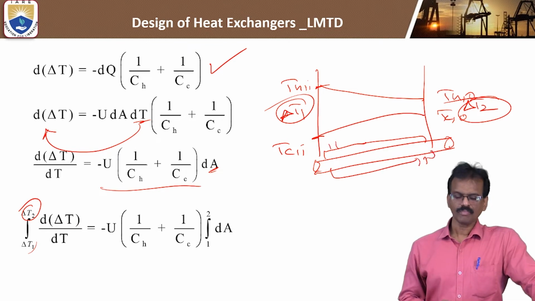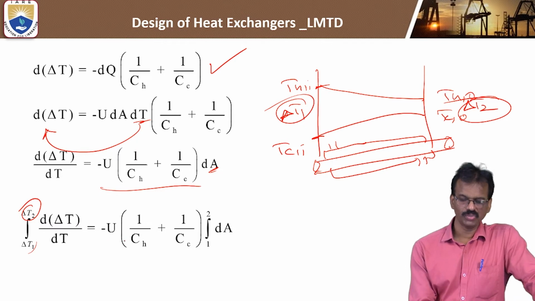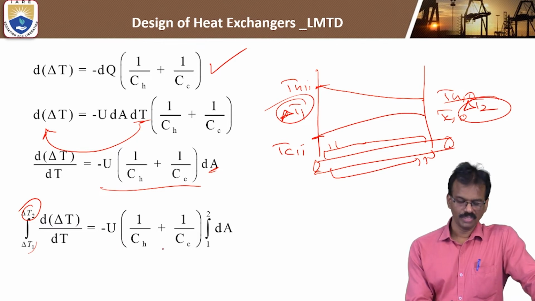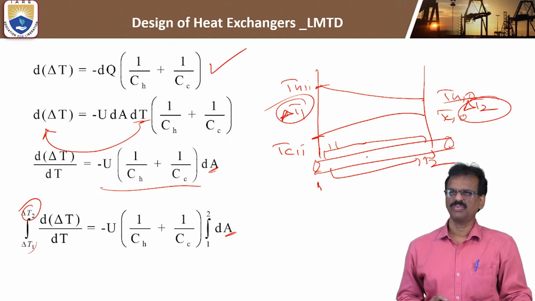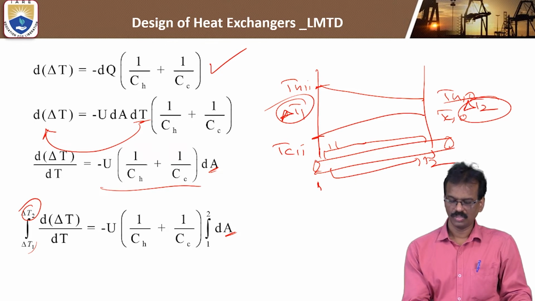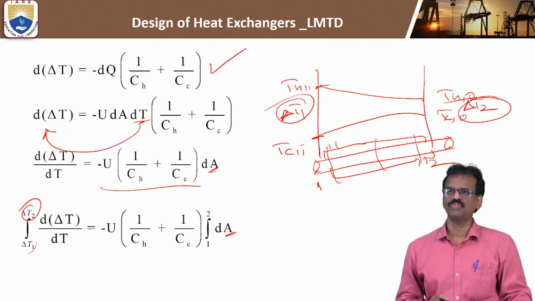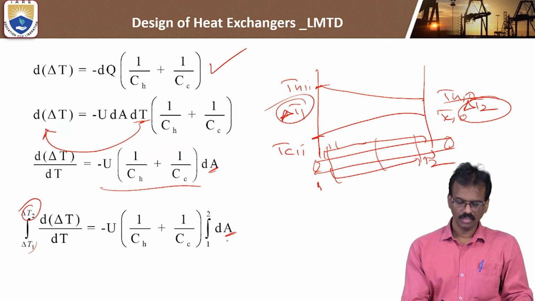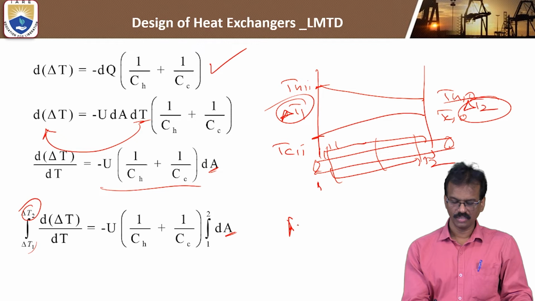Okay. So similarly, minus U into 1 by CH plus 1 by CC. If you take section 1 and section 2, the integral from 1 to 2 of dA. Here the area is uniform and does not change from point 1 to point 2. So the area is the same, and the integral of dA is just the area A.